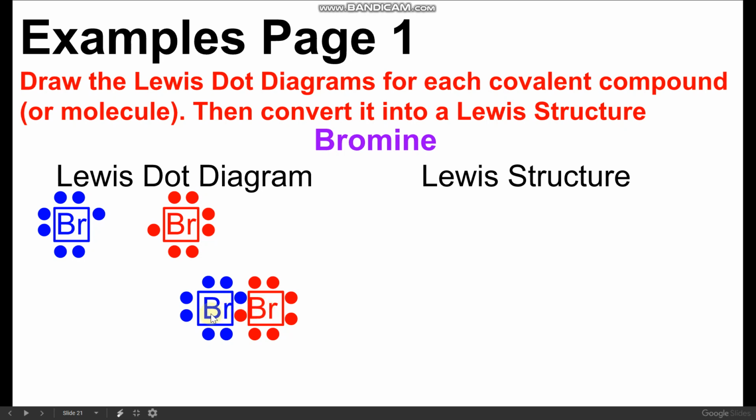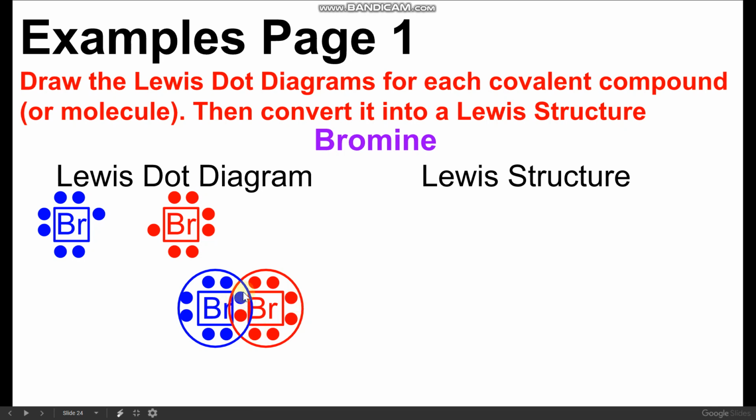And so we can see that this bromine has 1, 2, 3, 4, 5, 6, 7, 8 electrons, and so does this bromine, 1, 2, 3, 4, 5, 6, 7, 8. Okay, and so they're both bonded together.